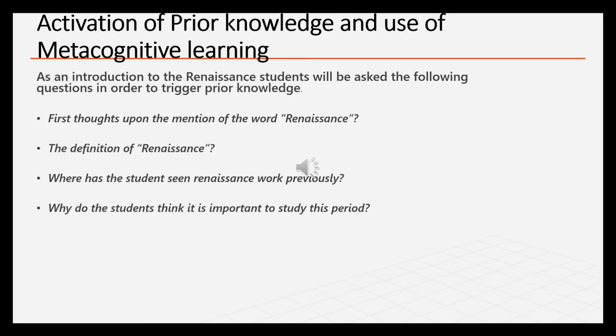Activation of prior knowledge and use of metacognitive learning. At the beginning of the lesson, I will ask the students a series of questions to activate their prior knowledge. These questions will be such as first thoughts upon the mention of the word Renaissance and the meaning of the word Renaissance. Where has the student seen Renaissance work previously? And why do the students think it is important to study this period?